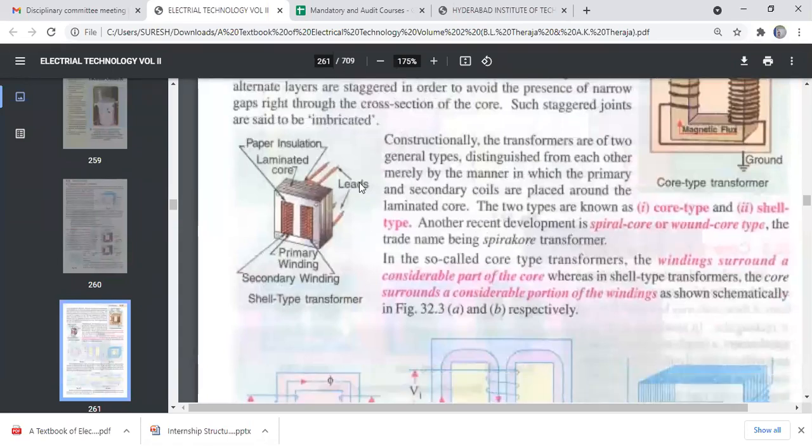So in exam, they'll ask a question, write down the question. What are the types of transformers according to construction?